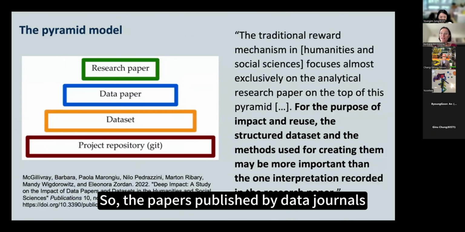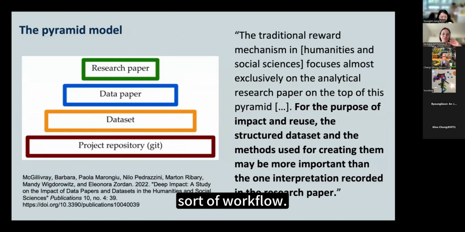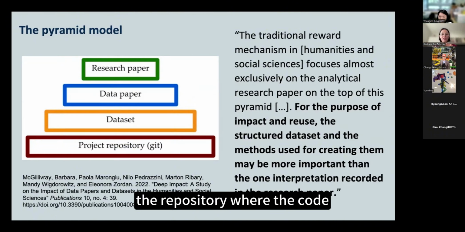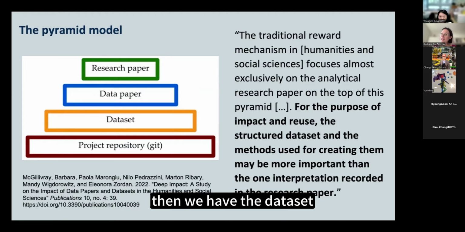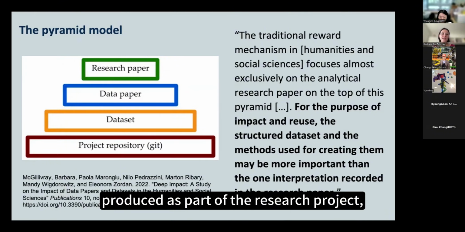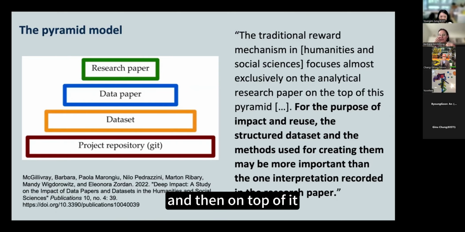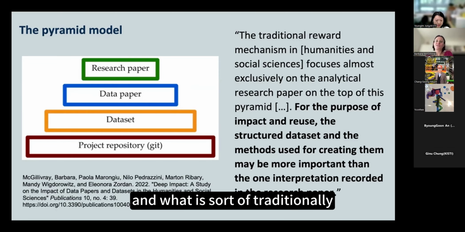So the papers published by data journals fit in the general research workflow. We can imagine a pyramid model where we have the repository where the code in the workflow of the project sits. Then we have the data set produced as part of the research project. And then the data paper describes the data set. And then on top of it, the research paper summarizes the findings of the research, the theoretical implications, and what is traditionally written as the output of a project.